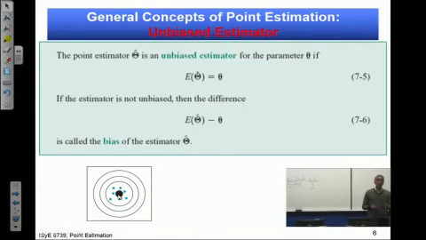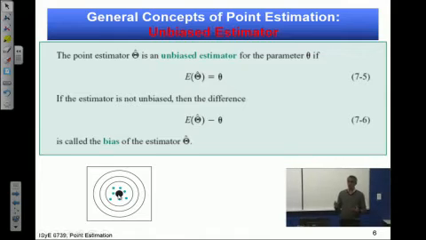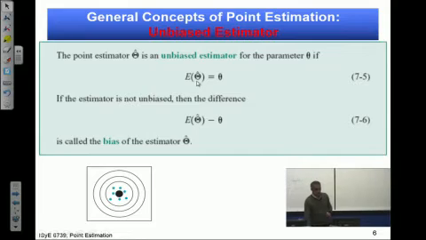Which means on average, what you get from the point estimator is the same as the parameter of the distribution. Does it make sense? On average, what you get from the point estimator is the same as the parameter of the distribution. Which basically, as you see, means the expected value of theta hat is theta.